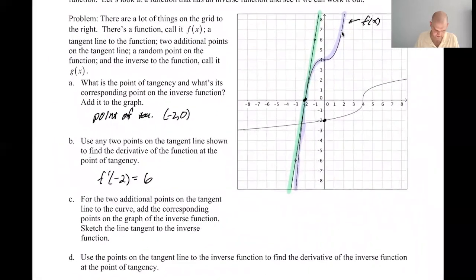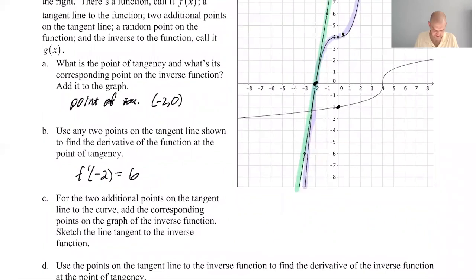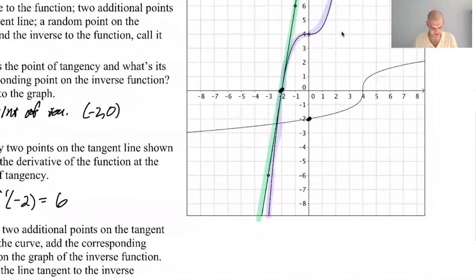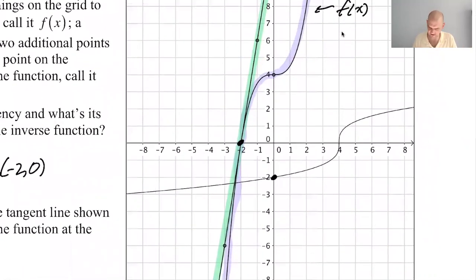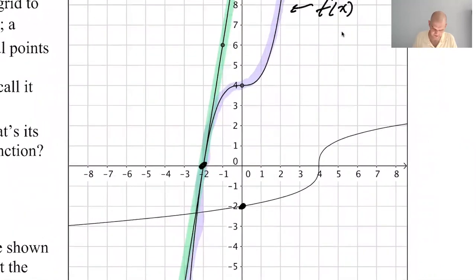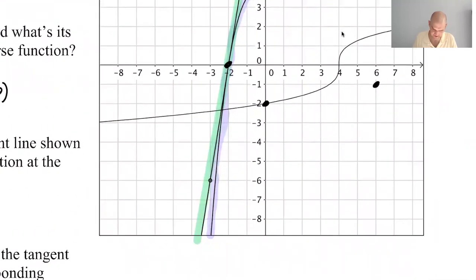For the 2 additional points on the tangent line, add the corresponding points on the graph of the inverse function. Those points aren't on the graph of the inverse, they should be on the tangent to the inverse. Or maybe I meant the inverse of the tangent line, which provides more clarity. Anyway, this is -1, 6, so it'll be at 6, -1. And this point here is -3, -6, so it'll be at -6, -3.